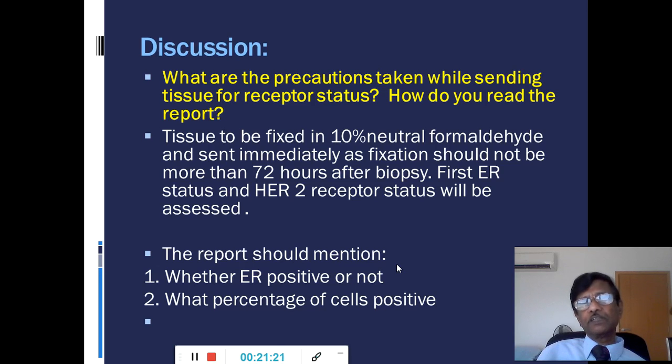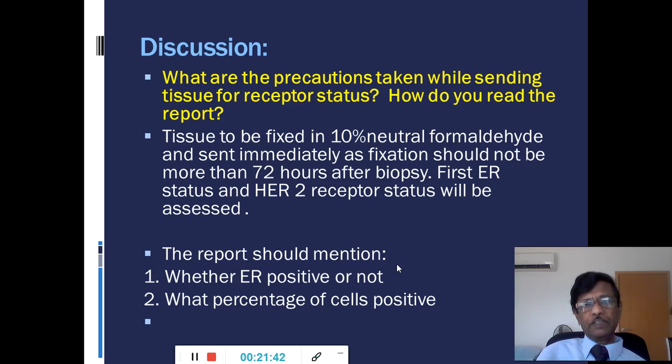What are the precautions taken while sending the tissue for receptor status? How do you read the report? Tissues are to be fixed in 10% neutral formaldehyde and sent immediately, as the fixation should not be more than 72 hours after biopsy.